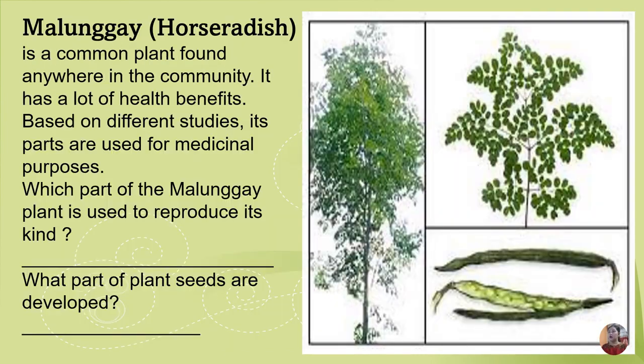Malunggay, horseradish, is a common plant found anywhere in the community. It has a lot of health benefits. Based on different studies, its parts are used for medicinal purposes. Which part of the malunggay plant is used to reproduce its kind? In what part of the plant are seeds developed?